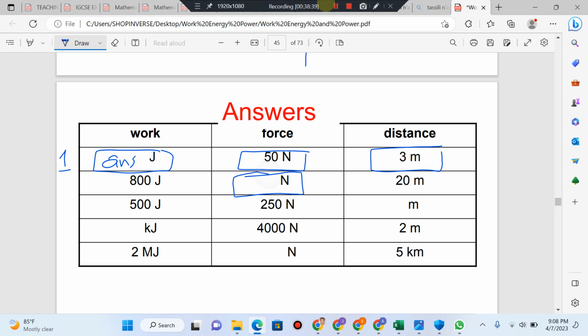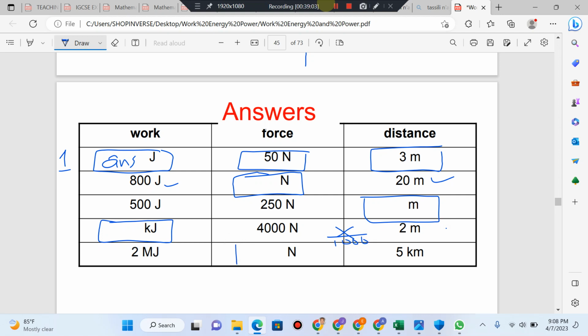Question number two, you have to calculate the force. That's why the force is not given. Calculate the force in Newton. You have the work, you have the distance. Question number three, you have to calculate distance. Question number four, you calculate the work in kilojoules. How do you get work in kilojoules? Once you get your answer in joules, divide it by 1000. That will give you your work in kilojoules.